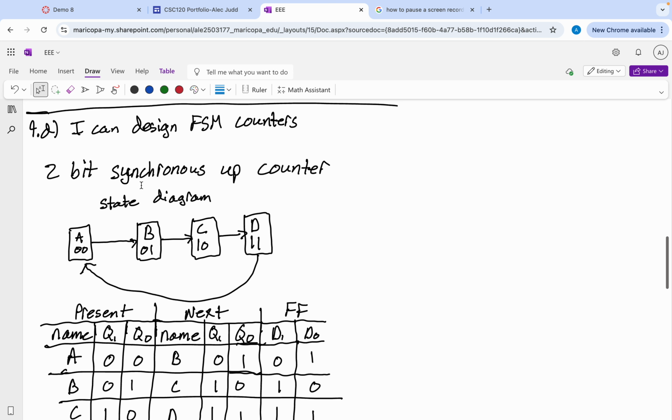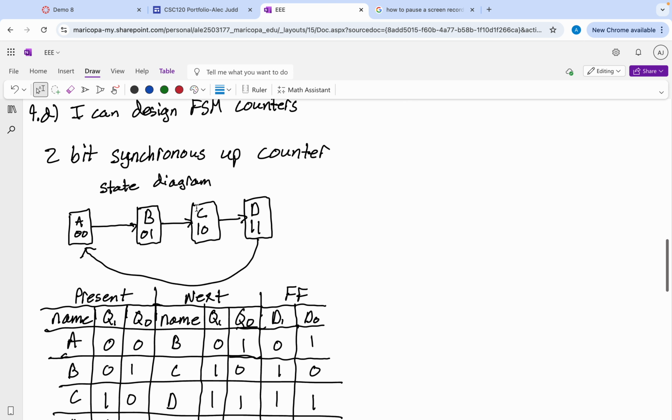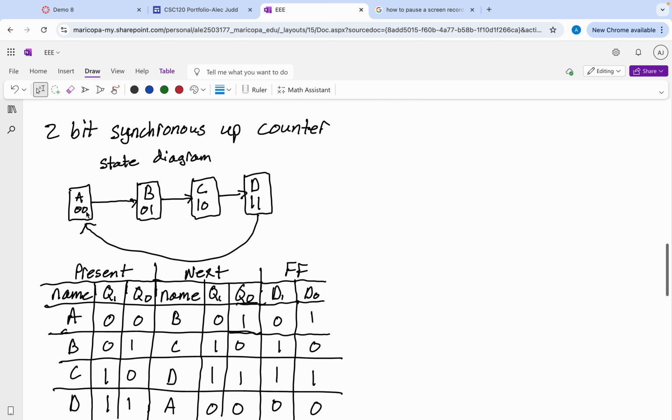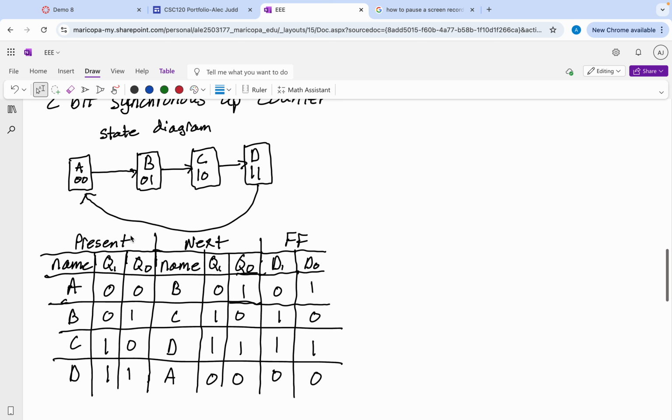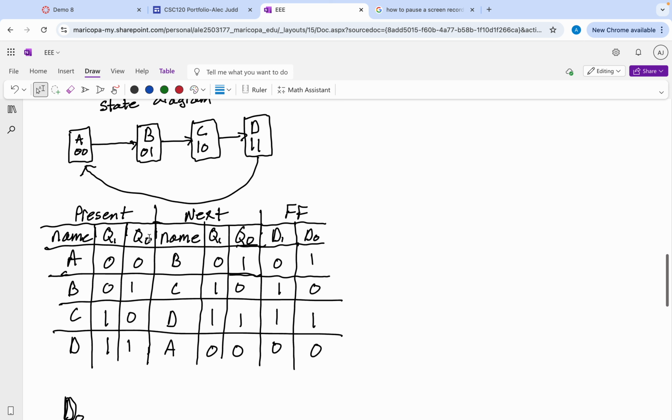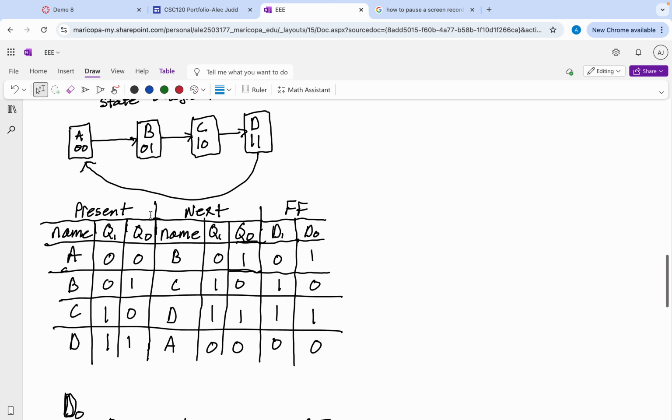So I'll be designing a 2-bit synchronous up counter. And so here's the state diagram. Since it is a 2-bit synchronous up counter, there is no input. It's just every clock pulse will move to the next state. So we'll go from 0, 0 to 0, 1 to 1, 0 to 1, 1, and then we should loop back to 0, 0. And so same thing, based off of that, we'll build our next state table.